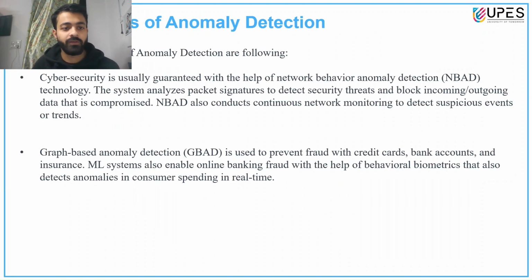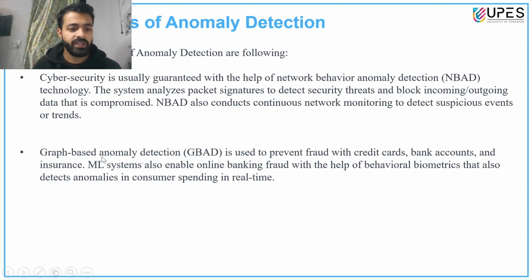Now we'll discuss some of the use cases of anomaly detection. The first one we can see is cybersecurity. It is usually guaranteed with the help of network behavior anomaly detection, also known as NBAD technology. The system analyzes packet signatures to detect security threats and block incoming or outgoing data that is compromised. NBAD also conducts continuous network monitoring, so it works in real time, basically, to detect suspicious events or trends.